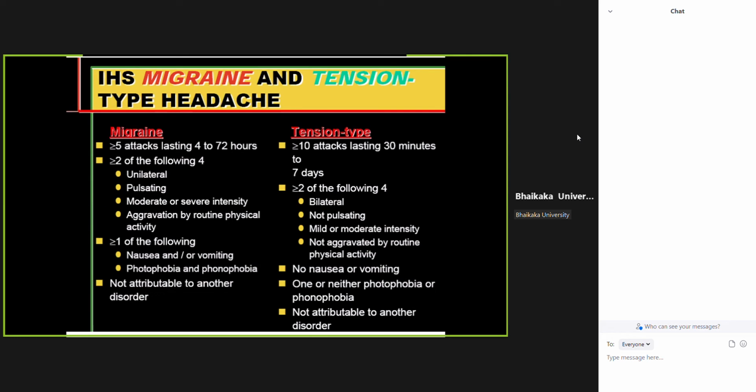Along with the 10 episodes, there should be 2 or more criteria. In contrast to migraine, tension type headache would have bilateral headache. It would be non-pulsatile. It would be mild. Usually it would not be aggravated by activity, so the patient can continue his work. There won't be any nausea or vomiting. There won't be any photophobia or phonophobia. So I hope now it's clear. How do we differentiate between these two?